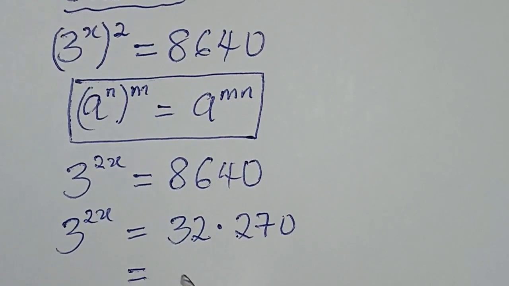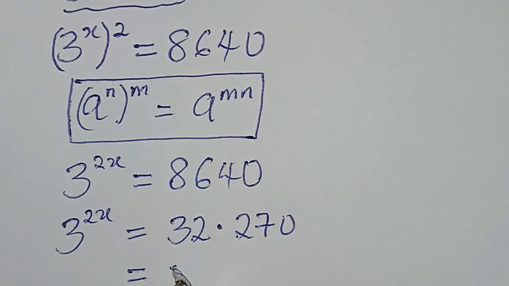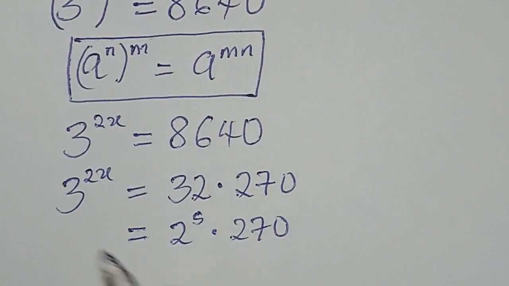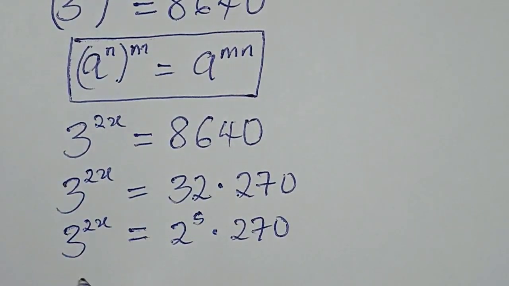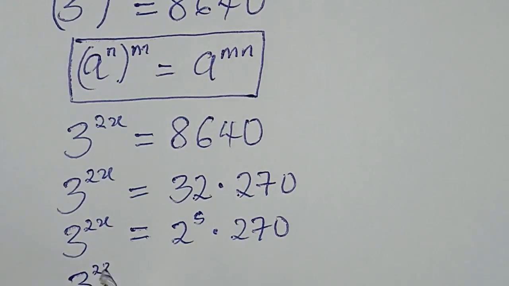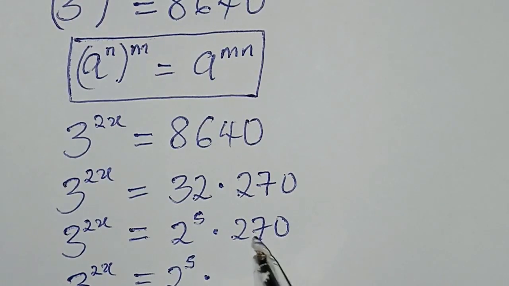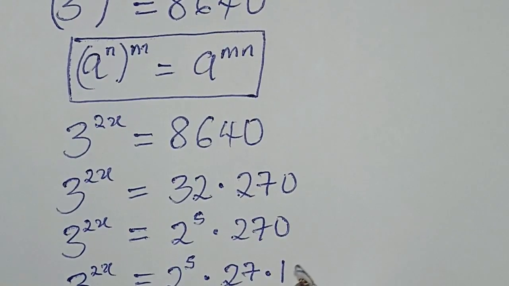So this gives us 32 can be written as 2^5 multiplied by 270, which is equal to 3^(2x). Then 3^(2x) will also give us 2^5 multiplied by, simplifying this, 27 multiplied by 10.